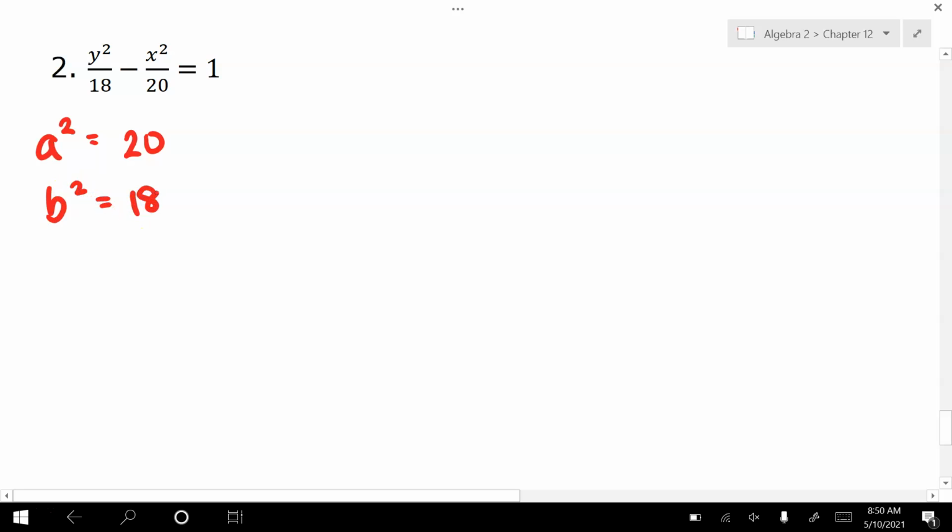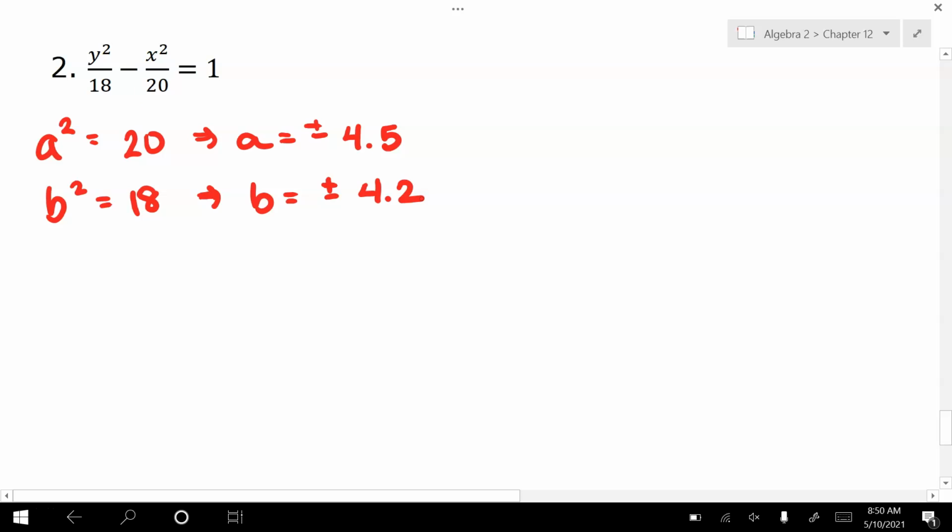Okay, your a squared for this one is 20. Your b squared is 18, because 20 is bigger than 18. Now when you square root these, both of them are going to come out to be decimals, and that's okay. So the square root of 20, for just our a, is going to be around 4.5. And then the square root of 18 is going to be a little bit less than that for b. That's going to be about 4.2.